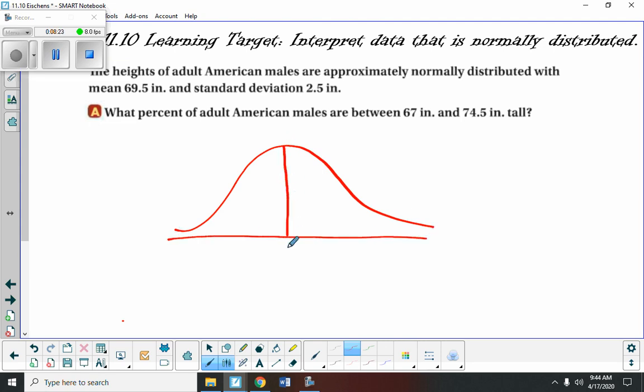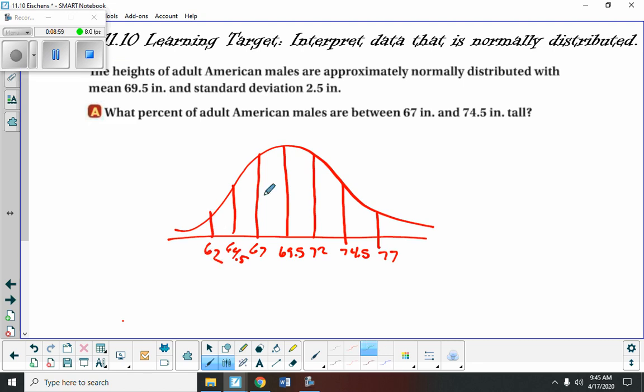Okay, so here's our mean, which is 69.5. One standard deviation is 2.5, so that makes that 72. Another one would be 74.5. Another standard deviation would be at 77. Going one standard deviation below the mean would be 67, 64.5, so I'm subtracting the 2.5, and then 62.